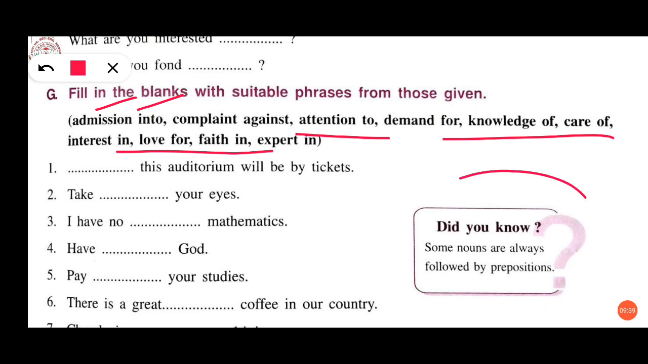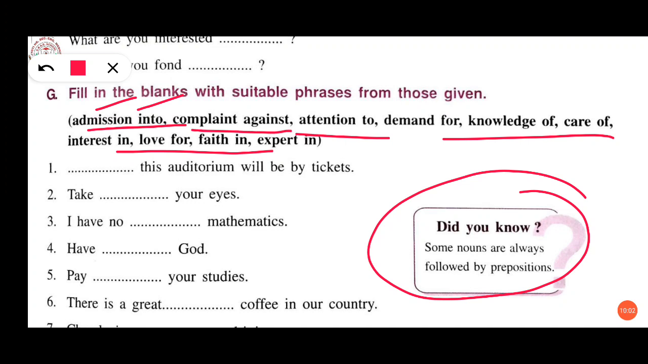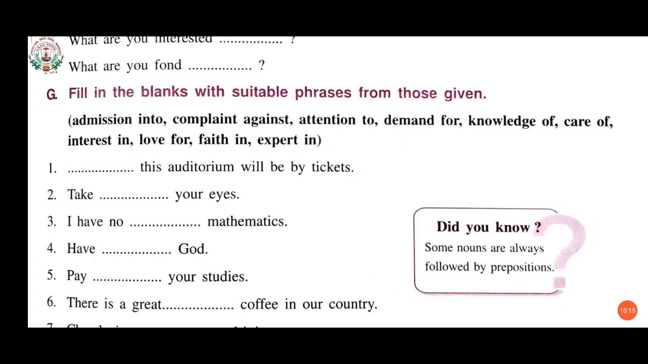Now here it is given in the box, students, that did you know some nouns are always followed by prepositions. Not every noun, that's why it is given some nouns. Like here given: admission into, complaint against, attention to, all these. Export in, here in is a preposition. Nouns are always followed by prepositions.